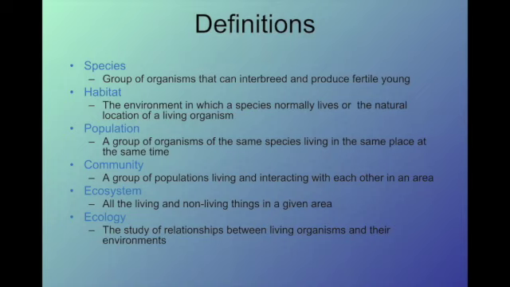A couple definitions for you. A species is a group of organisms that can interbreed and produce fertile young. So it's not only enough that tab A fits into slot B, but when they do have the genetics come together, that these genetics produce an offspring that itself can have children.